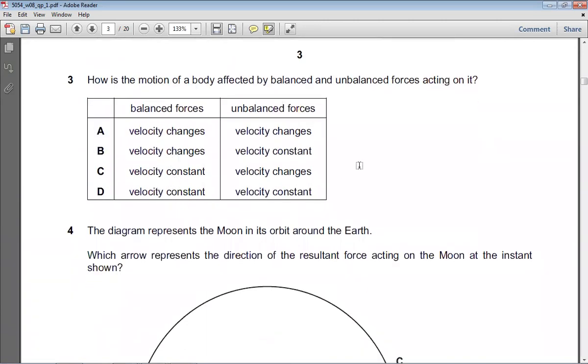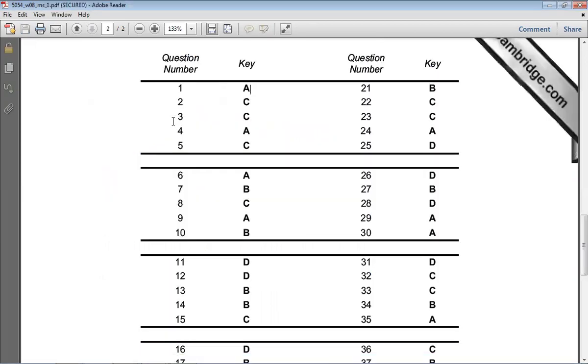Okay. How is the motion of a body affected by balanced and unbalanced forces acting on it? So whenever the forces are balanced, the body will move with a constant velocity. And when the forces are unbalanced, there will be acceleration, the velocity will change. So with balanced forces, the velocity will remain constant. And with unbalanced forces, the velocity will change. So we think question number 3, C is the right choice. Question number 3, C is the right choice, sir.